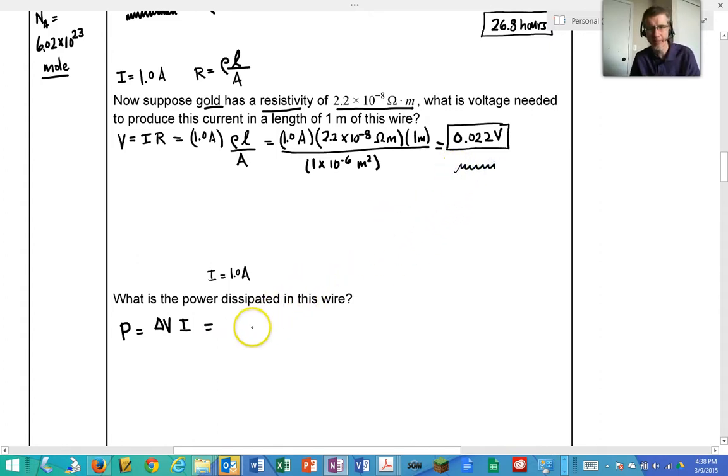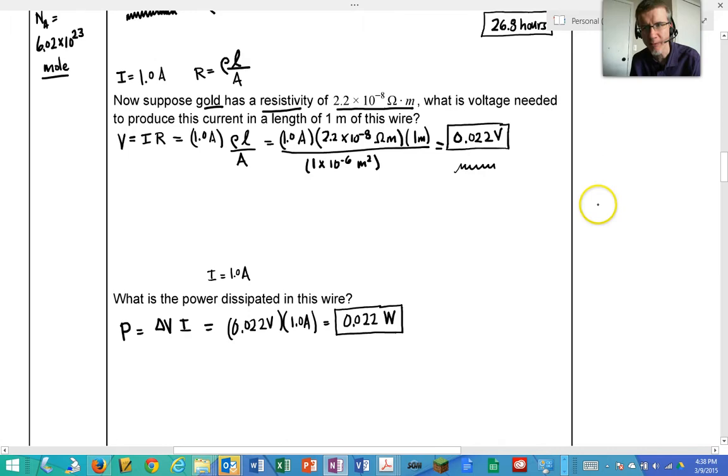So I've got 0.022 volts times 1.0 amps, and that equals 0.022 watts. Watts is the unit of power, so volts times amps is watts. Okay, so that was question number 2. Let's go on to question number 3.